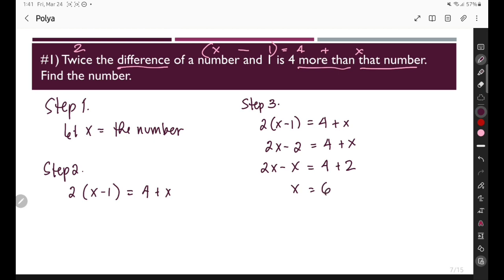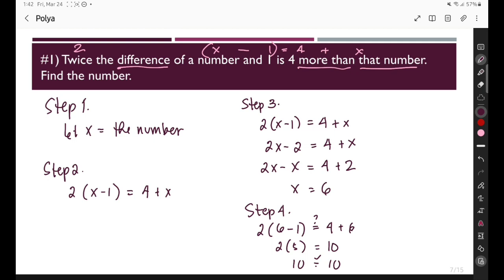Then for step 4, you're going to do the checking. We're going to look back. Since we got x is equal to 6, we're going to verify if 6 is the correct answer. So we have 2 times 6 minus 1 is equal to 4 plus 6. Equal ba siya? So you have here 2 times 5 equals 10, and that's 10 equals 10, which is a correct statement.